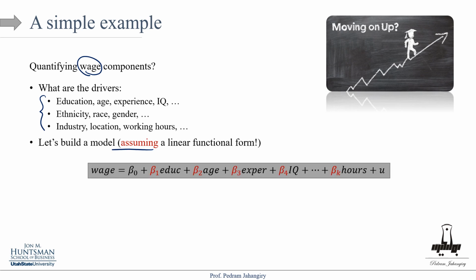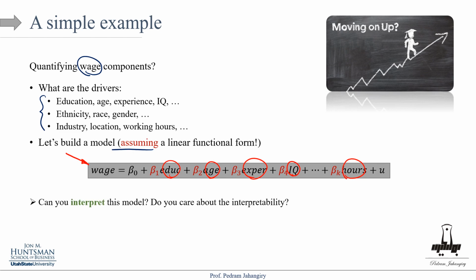Then we can summarize the relationship like this. We can say that wage is a function of education, age, experience, IQ, etc., and we can come up with this simple linear functional form. So the question you should ask yourself is, can you interpret this model? And more importantly, do you care about interpretability?